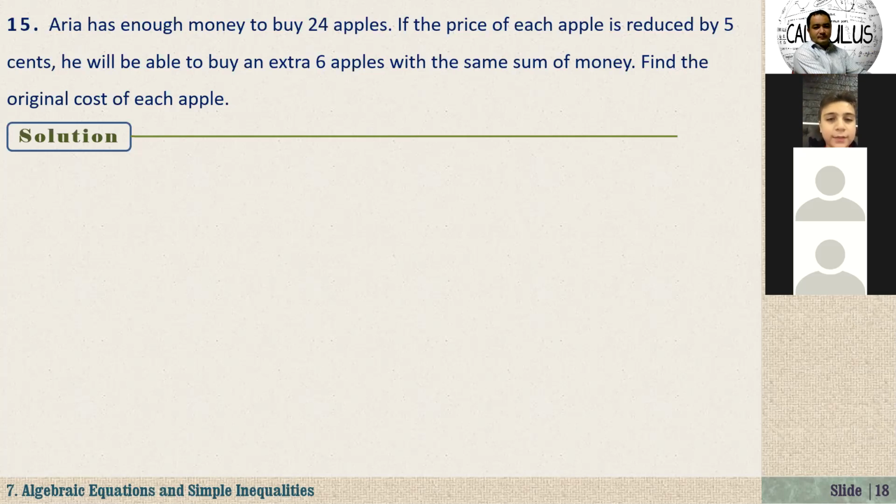Arya has enough money to buy 24 apples. If the price of each apple is reduced by 5 cents, he will be able to buy an extra 6 apples with the same sum of money. Find the original cost of each apple.